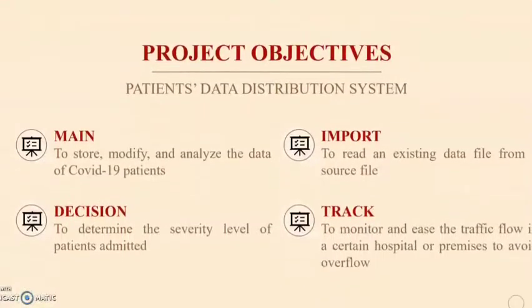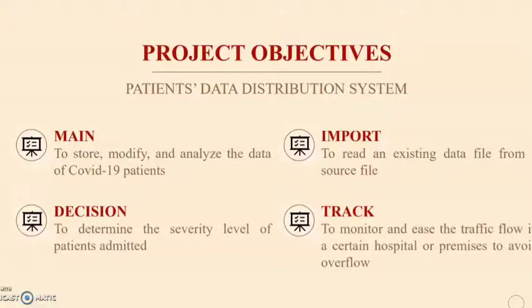The next slide is about the project objectives of this system. For the data distribution system, we have mainly 4 objectives. The main one is to store, modify, and analyze the data of COVID-19 patients, because that's what we are really concerned about. The second, a really important one, is to import, which means to read an existing data file from our resource file, so that our system takes in whatever it can and reads it as it is.